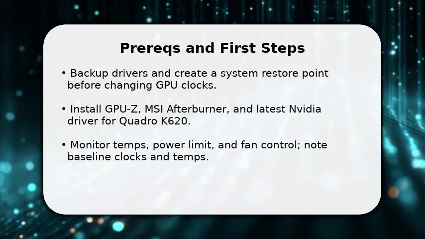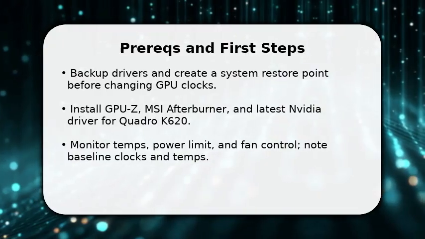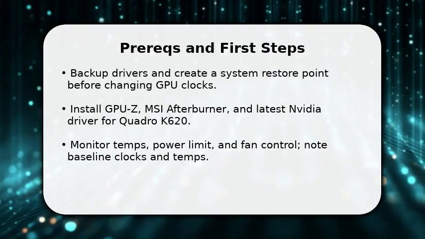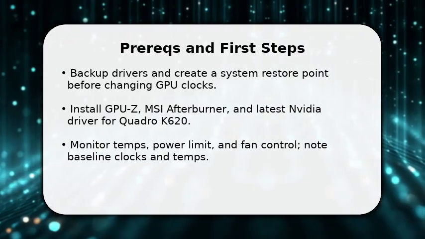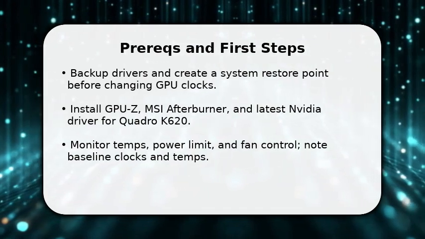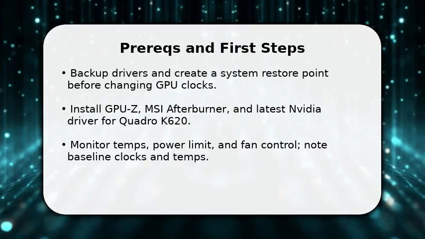Make small changes only. Set the power limit slider to maximum allowed and unlock voltage control if present, but do not jump clocks yet. This prepares you to change frequencies safely and lets you monitor impact in real time. You will tune in small steps.